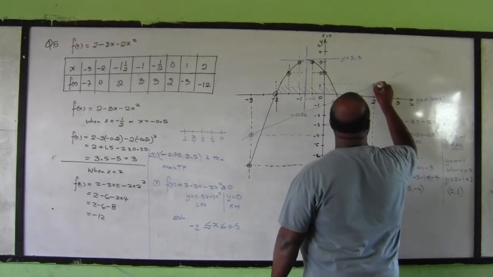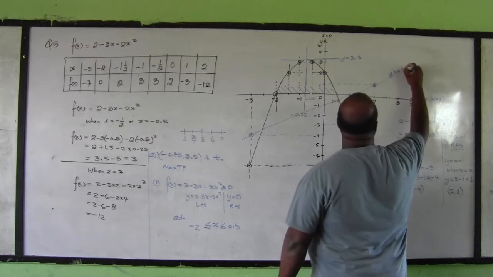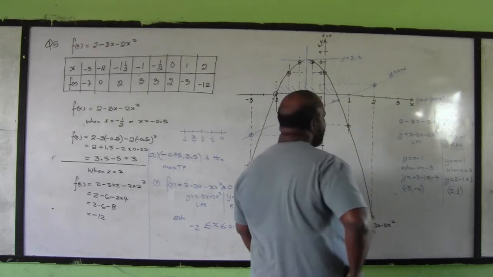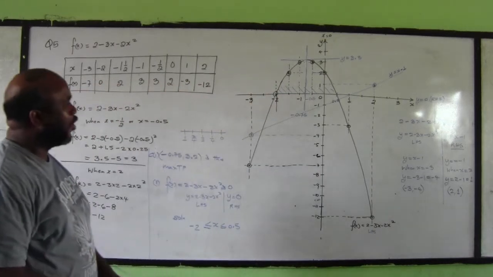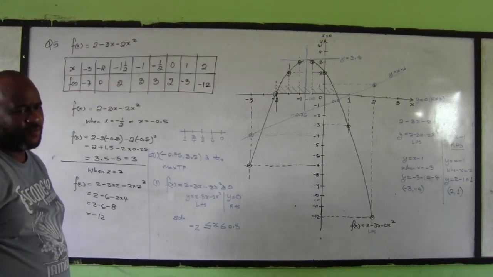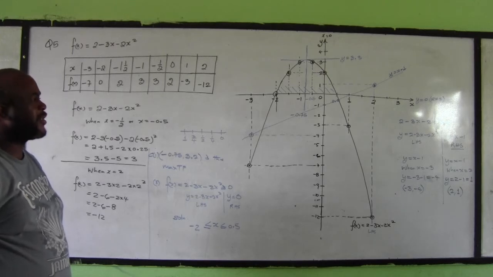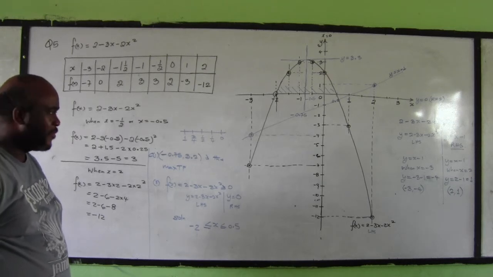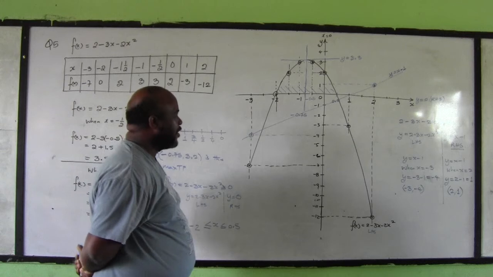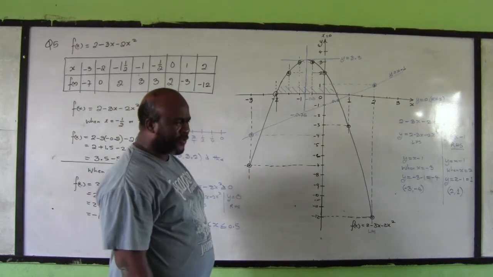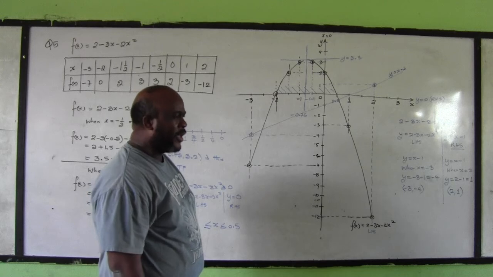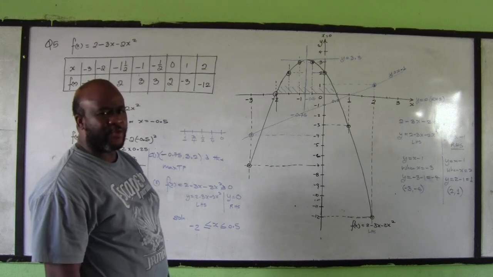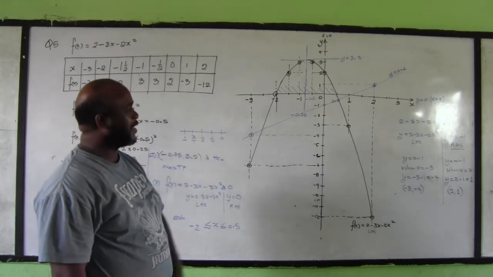This is the line y is equal to x minus 1. Again, what is the gradient of that line? 1. Where does it cut the y-axis? Minus 1. It cuts it at minus 1. What is the gradient of the line? 1. Because the gradient is positive 1, the line slopes up. If it was negative 1, it would slope down. So that is the line.